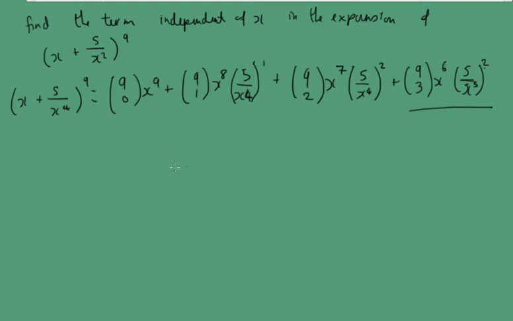So let's look at this term here. So we will have 9 choose 3 times x to the power 6, and then we'll have 125 over x to the power 6. So these are going to cancel. So working this out, we'll get 10,500. That must be the term which is independent of x. So I hope that helps.